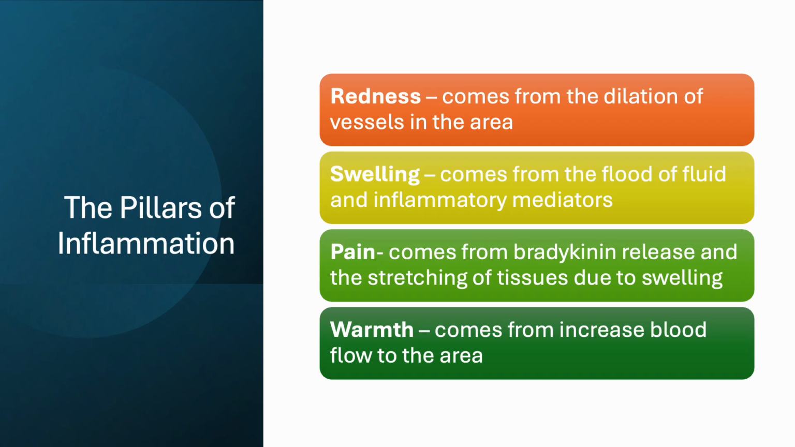activated resident cells. Swelling comes from the flood of fluid and inflammatory mediators that come into the area when the endothelial cells leave space for them to get in. Pain comes from the bradykinin release and the stretching of tissues due to swelling. Warmth will come from the increased blood flow to the area. All right, hopefully you have a better understanding of what inflammation is now.